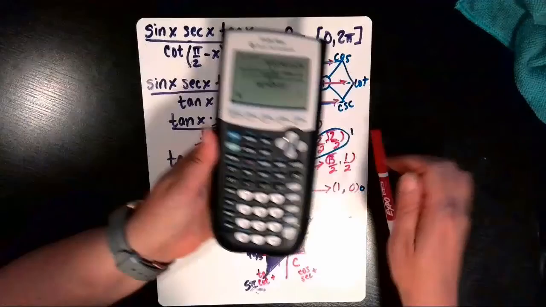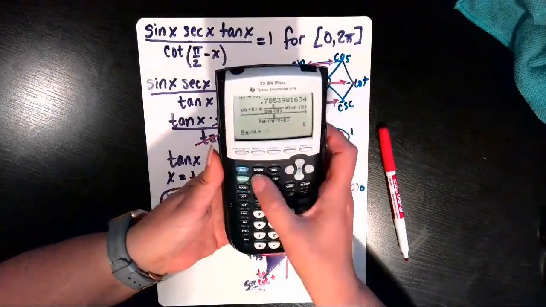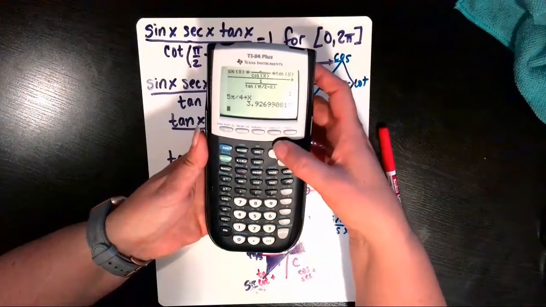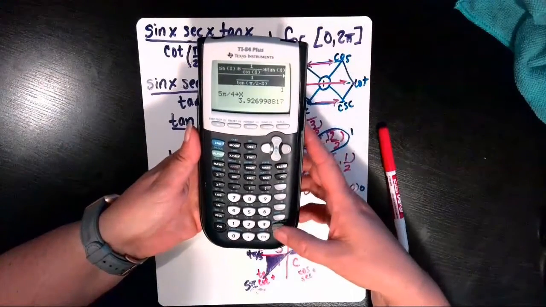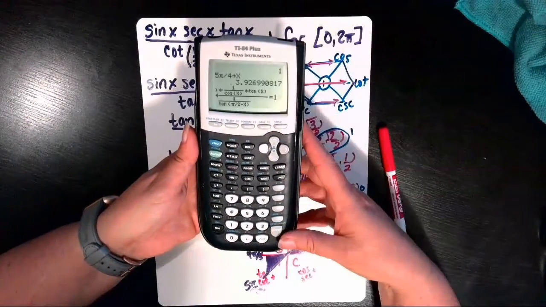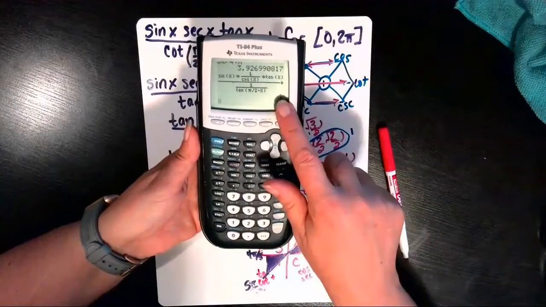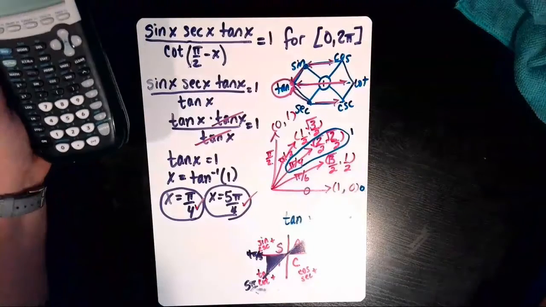So next we're going to store 5 pi over 4 as our new value for x. And instead of retyping that whole expression up there, we're just going to arrow up, highlight it, press enter, and it retypes it for us, which is awesome. Press enter, and we get a 1 again. So we know that 5 pi over 4 also checks.